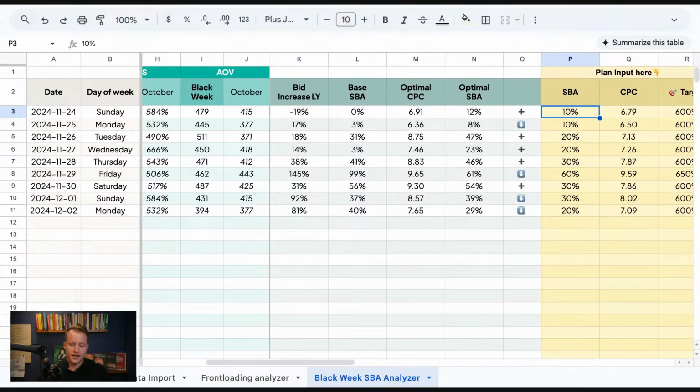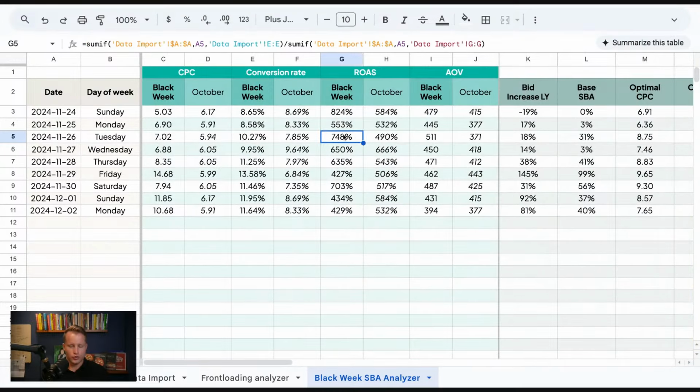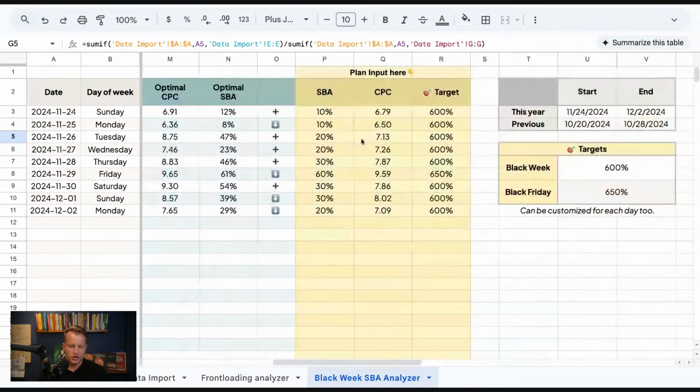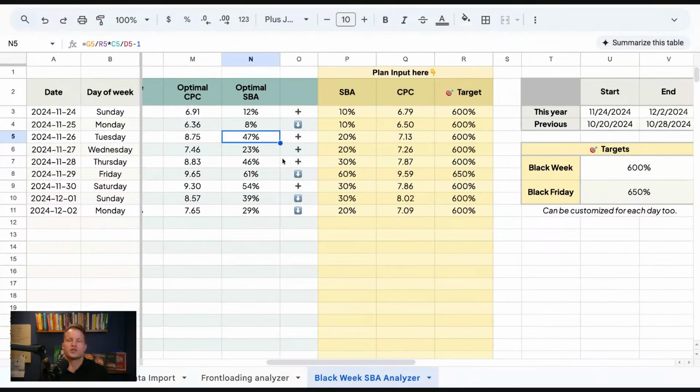So I'm not going to set a very aggressive CPC increase here, but I'm also not going to do nothing, because I know we're going to start converting better. So 10% the first 2 days, then I'm going to move up to 20. Again, it says 47, but that was because we were way too aggressive. We hit a too high ROAS than last year. So it's going to say go really aggressive, but 50% is too early for me.